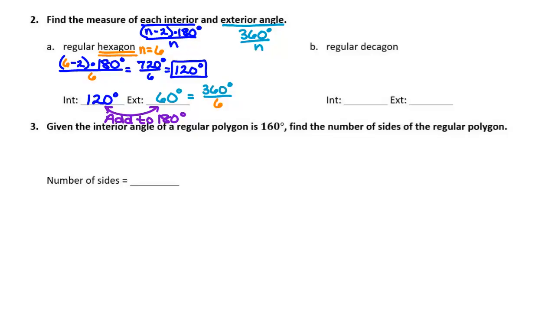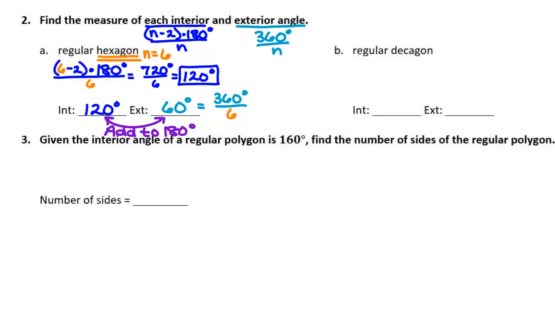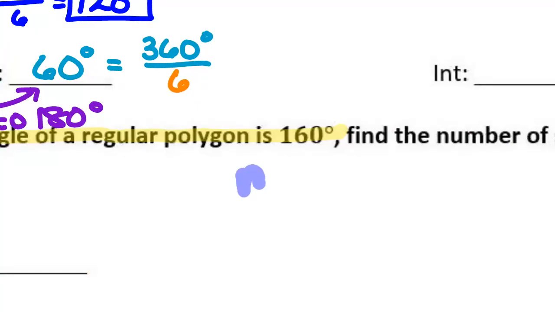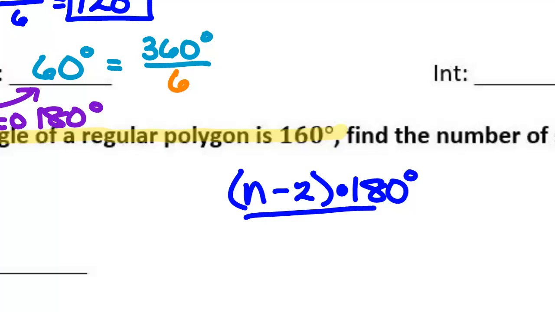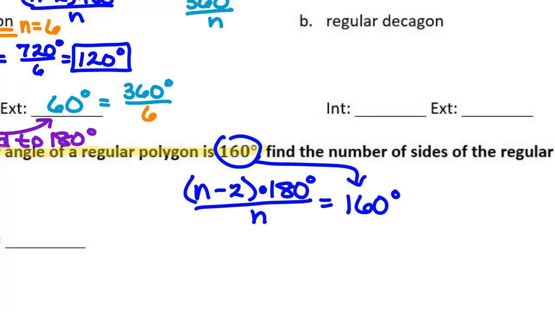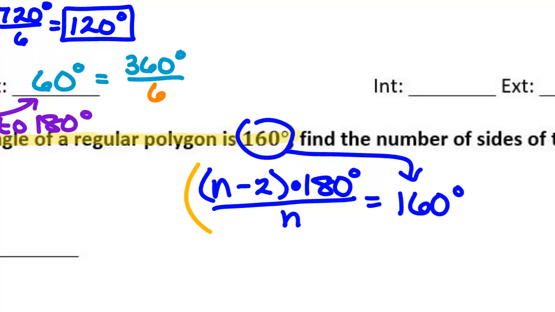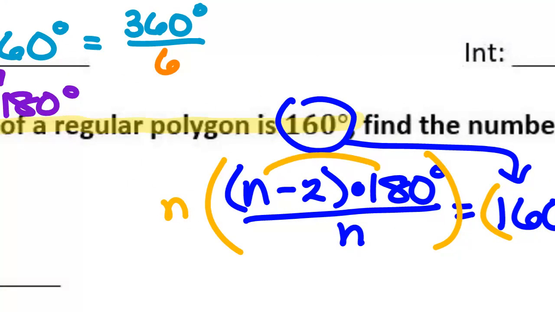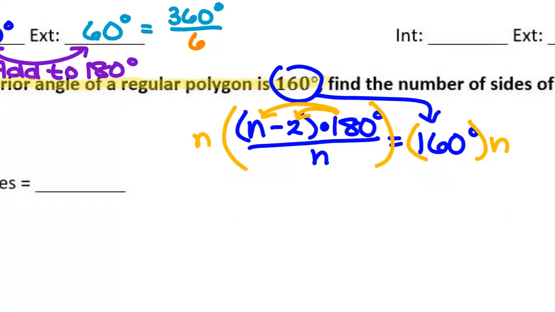All right, number 3. Given the interior angle of a regular polygon is 160 degrees, find the number of sides of the regular polygon. So I have to use my each interior angle formula. So I have n minus 2 times 180 over n, and we're going to set that equal to this 160 that they gave us here. First thing we're going to do is get rid of the fraction, so we need to multiply both sides by n.